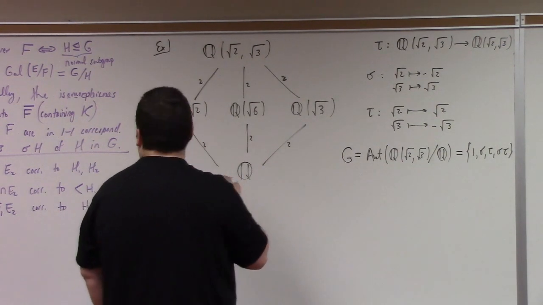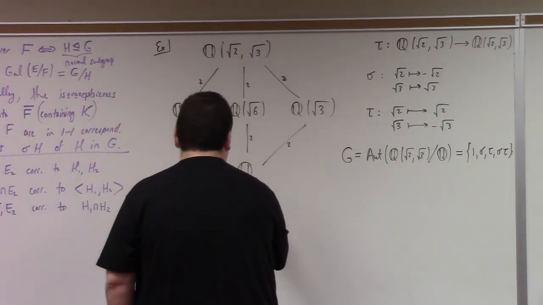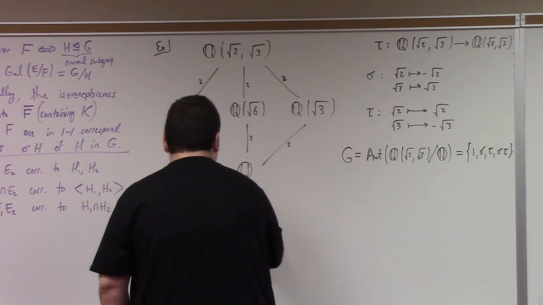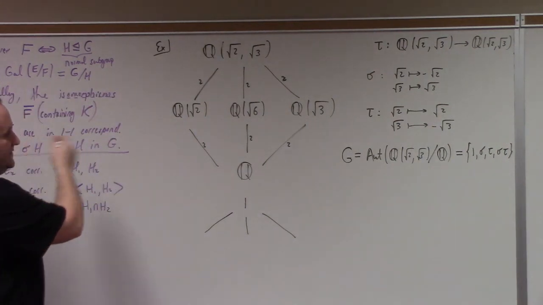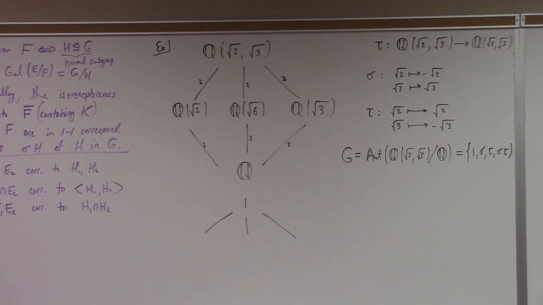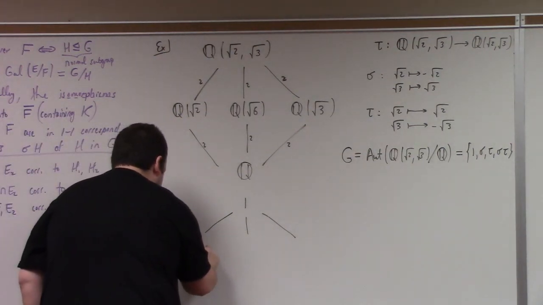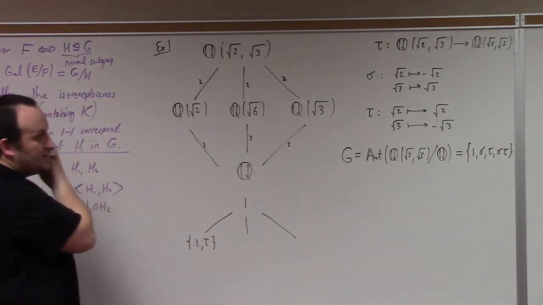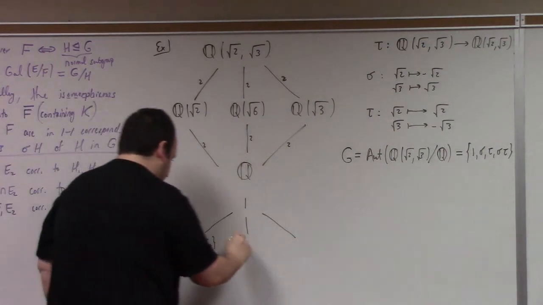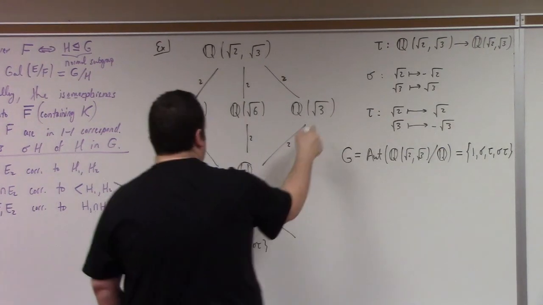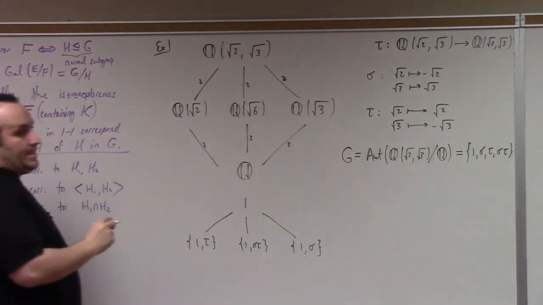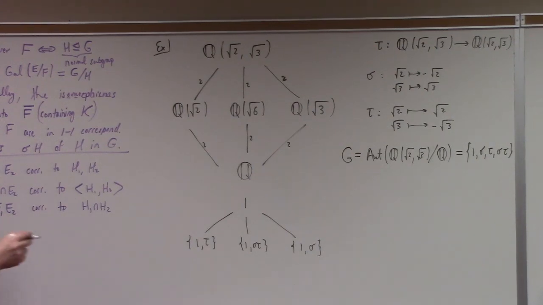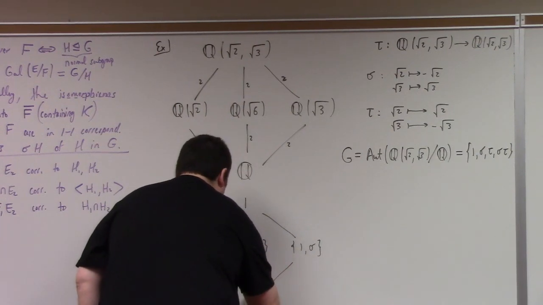To remember how the picture goes then, we put 1 up here, and then what's below here? This is the fixed field of what subgroup? Yeah, 1 and tau. This is the fixed field of what subgroup? 1 and sigma tau, right? This is the fixed field of 1 and sigma, right? And, of course, downstairs we have G again.